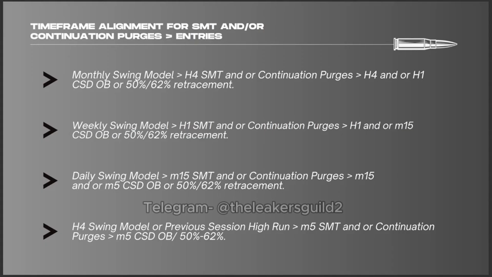an entry. We've got 4 models over here, 4 swing models. We've got a monthly swing model, and we're going to be looking for 4-hour SMT or continuation purge, and then 4-hour or 1-hour change in the state of delivery order block, or 50 to 62% retracement level.